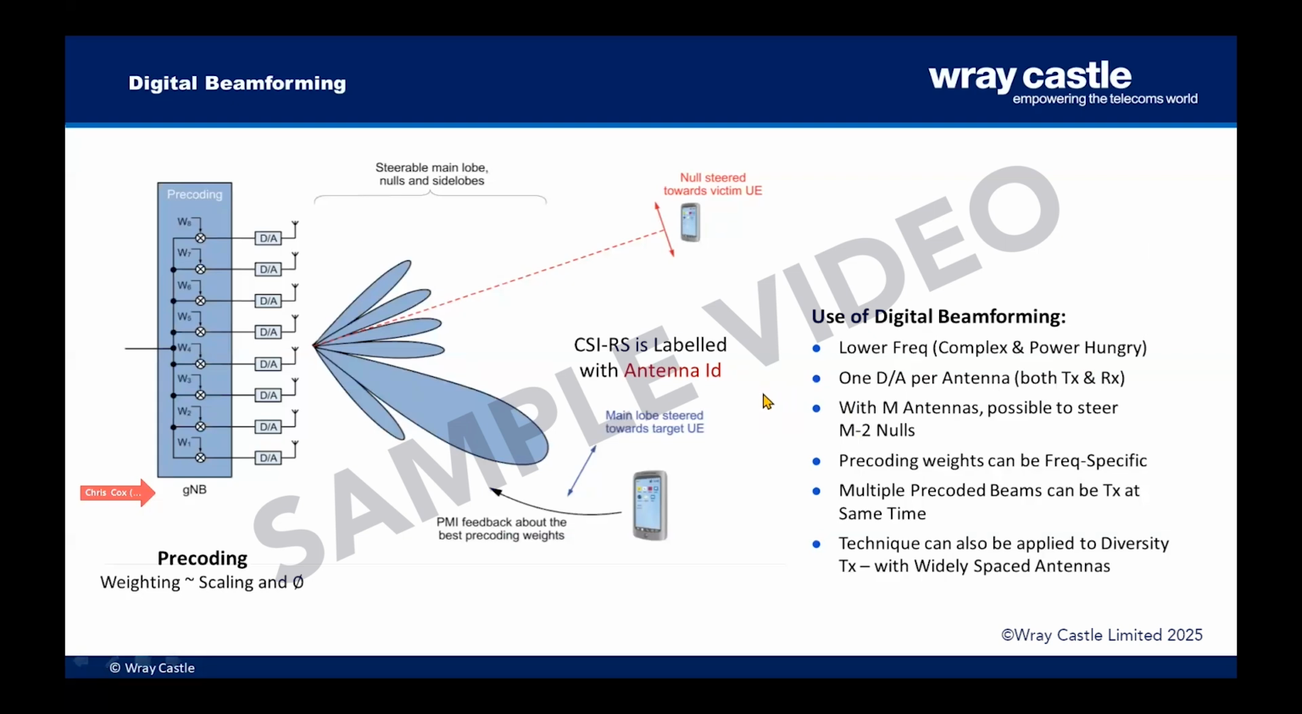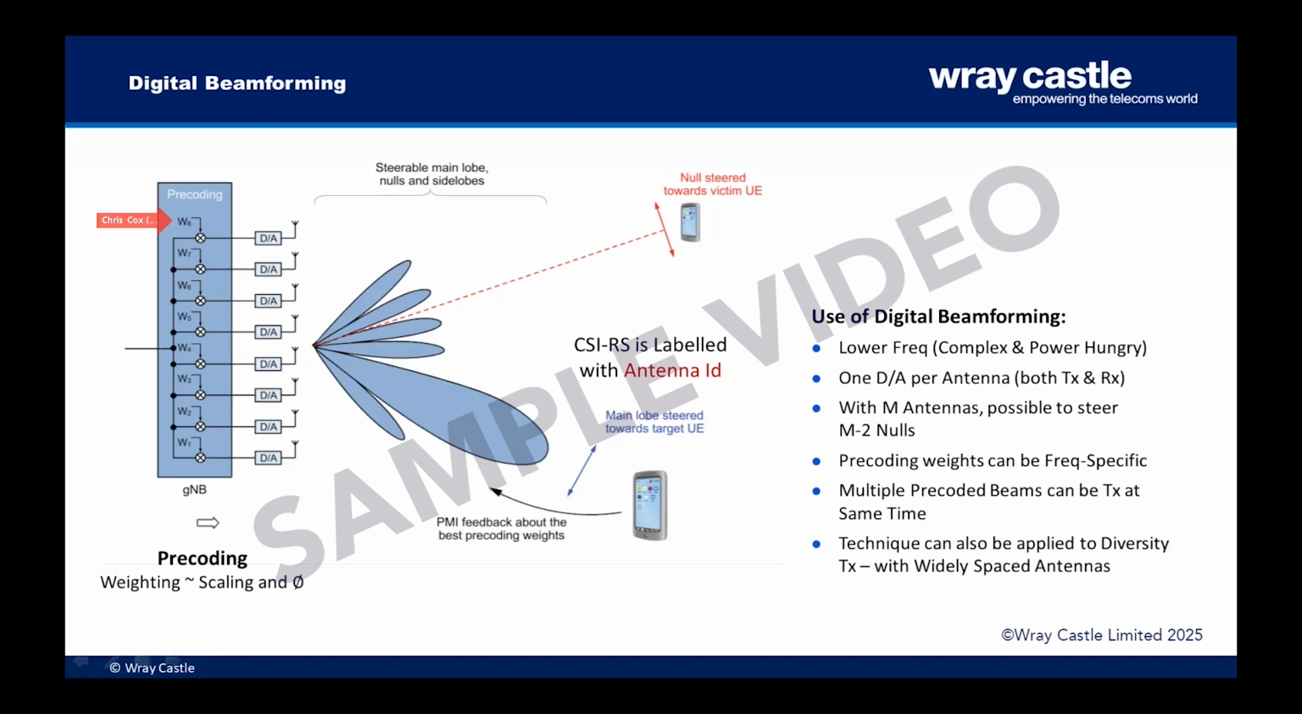Let's be a bit more clever. Digital beamforming. We're going to take the block diagram from the previous slide, and instead of applying a single D2A converter here, we're going to apply one D2A converter in each individual transmit antenna. We can then manipulate the signals in each antenna digitally using these weights here. They're called pre-coding weights.